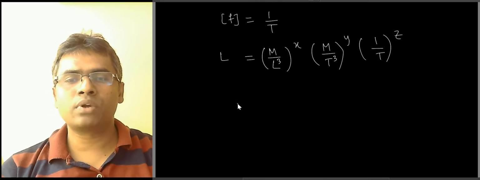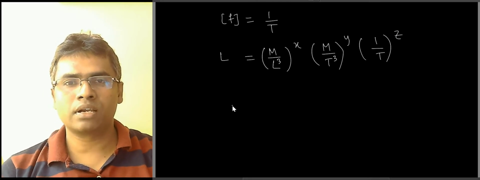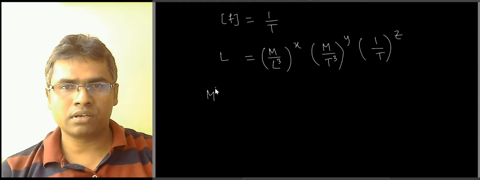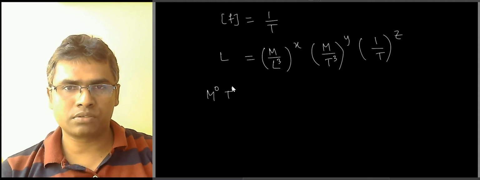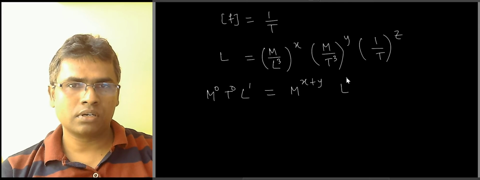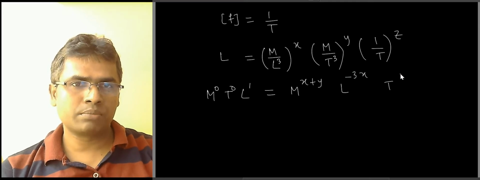Okay. Now, since we don't have any mass and time dimensions on the left hand side, we can just write mass raised to 0 and time raised to 0. So on the right hand side, we have M to the power x plus y, and if I look at the length dimensions, it is L to the power minus 3x. Then the time dimensions are T to the power minus 3y.